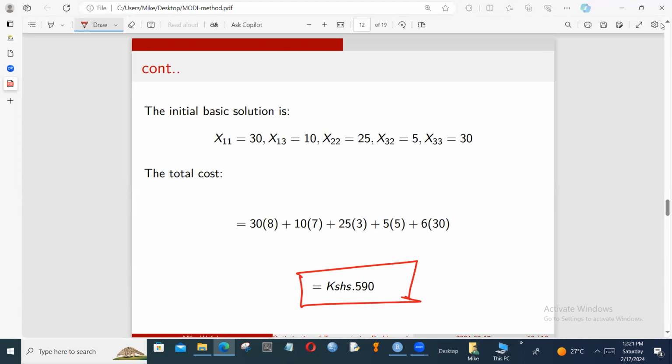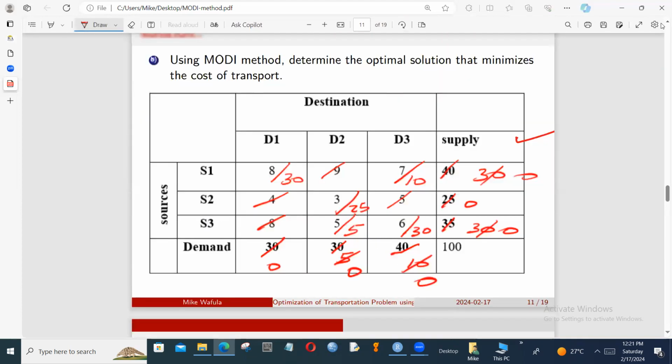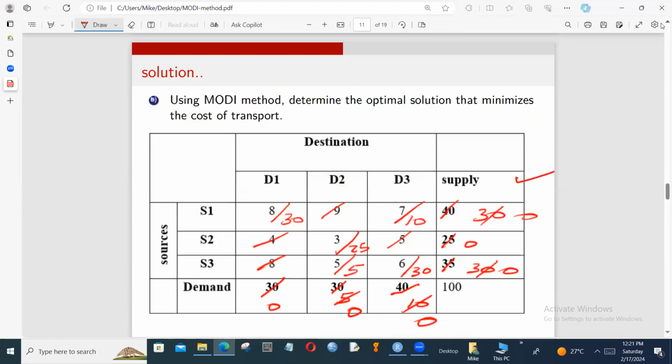Now that is what we did last time. And so those who have been asking how those allocations have come, I told you to assign them randomly. Now you see how that is. Now, part B, using the modified method, determine the optimal solution that minimizes the cost of transport.